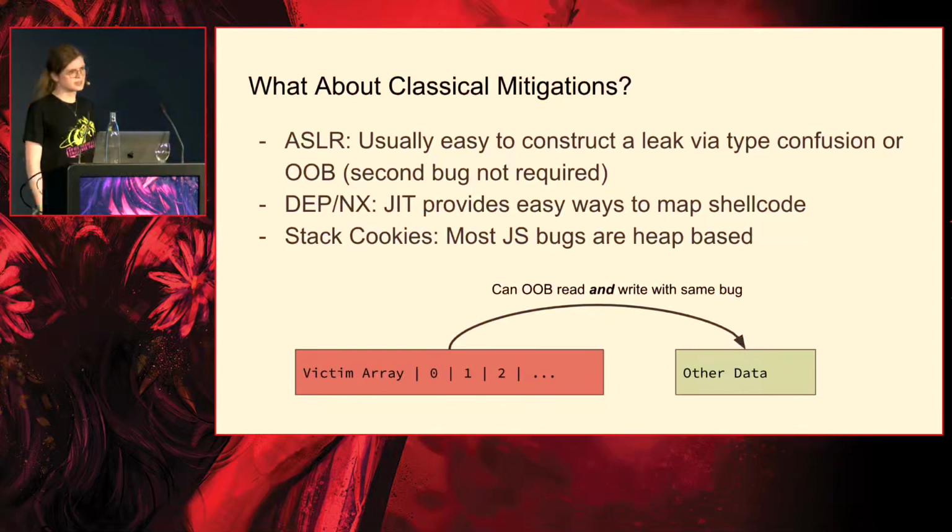Additionally, for DEP or NX, where it's trying to prevent you from having your own executable shellcode, well, that doesn't really matter because we have a JIT. And regardless of being able to write the code into the JIT, we can also trick the JIT compiler into adding our code there anyway through various methods. So that doesn't really matter either. And then finally, stack cookies. Most of the bugs involve the heap. We very rarely see something that's just a stack overflow. A lot of this stuff is logic bugs, so stack cookies don't really have any effect.